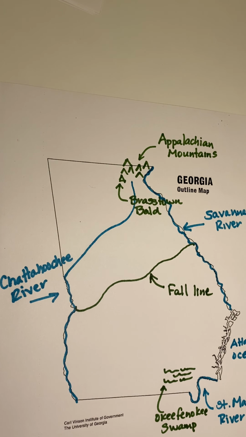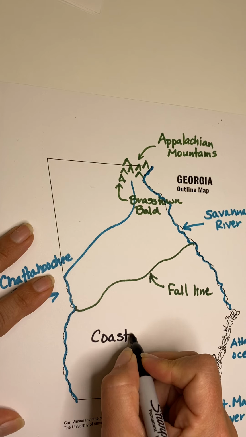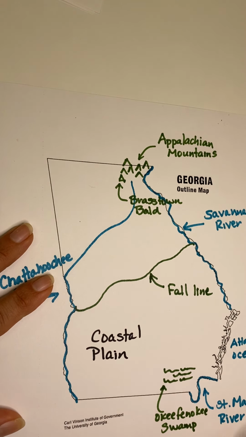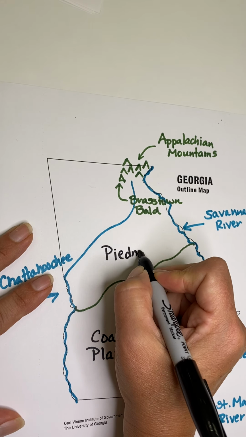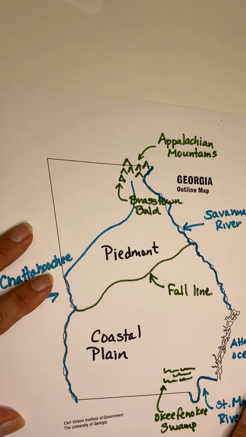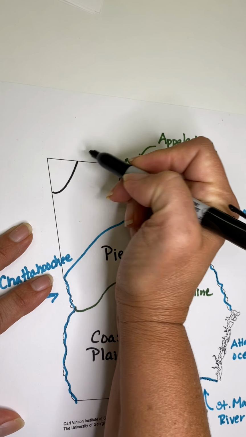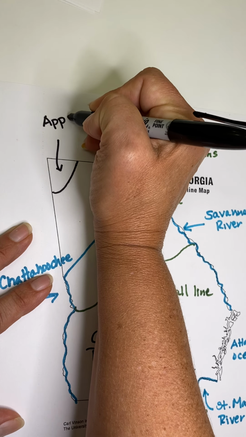Okay, now let's do the regions. The fall line actually divides our two biggest regions. This one down here at the bottom is the coastal plain that we learned about last week. And then up here we have the Piedmont. Now we need to divide out our other regions. Up here at the top, this smallest region right here is the Appalachian Plateau.